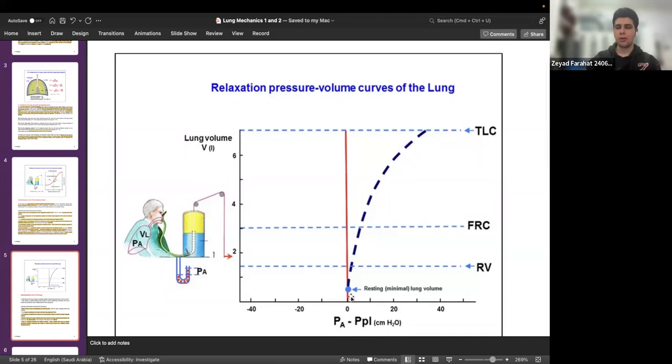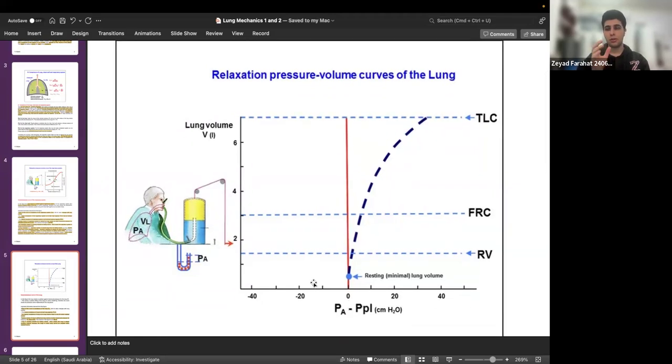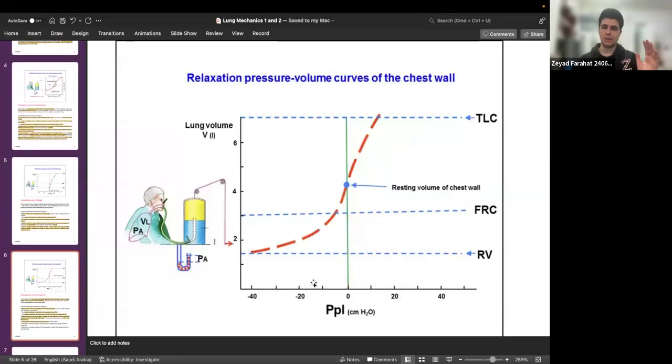And where is the minimum volume? Where is it trying to get to? It's actually trying to get to about 300 milliliters, which is what we call the minimum lung volume. You have to remember that the minimum lung volume is different from the residual volume. Minimum lung volume is about 300 milliliters. The residual volume is 1,500 milliliters. Why do we have that difference? It's because of the anatomy, which is in here.